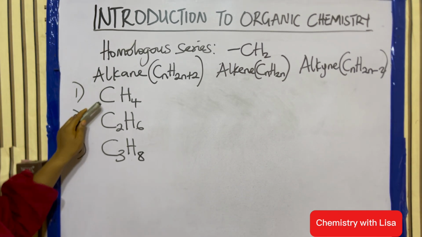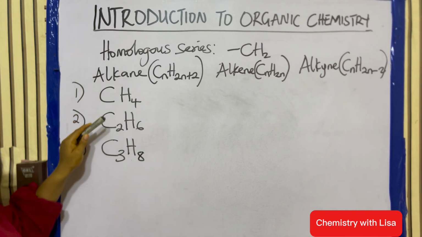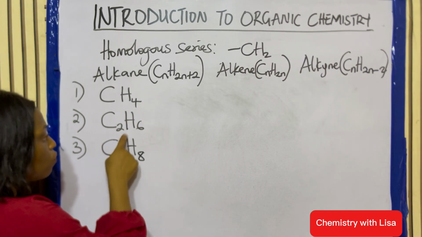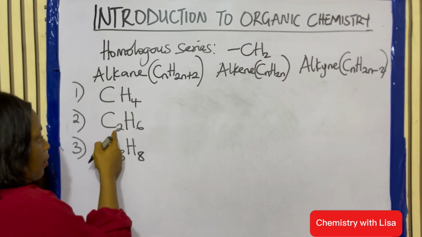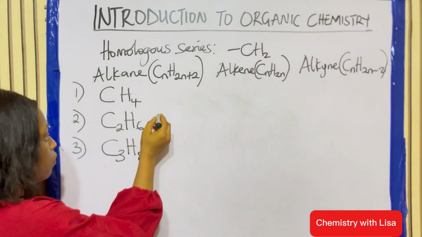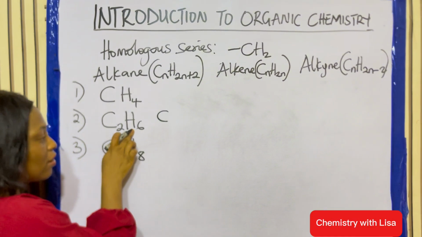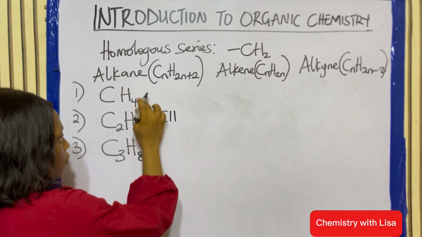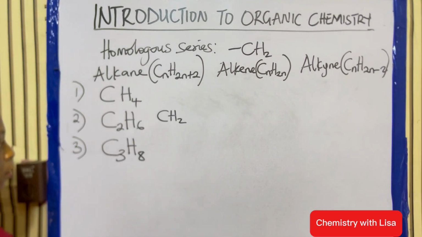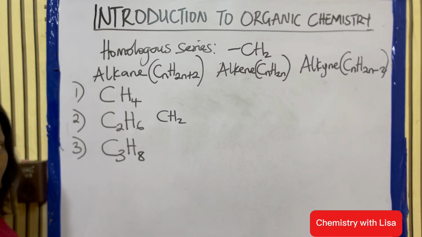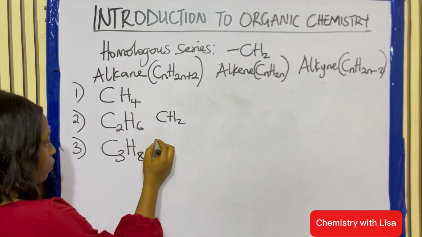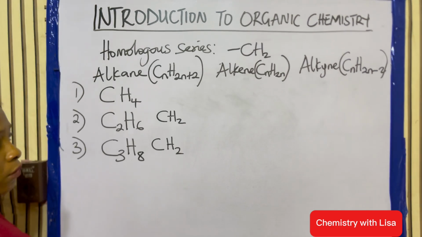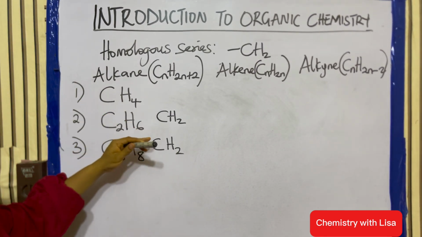So if you look at this now, you will discover that they differ by a CH2. How? This is CH4, this is C2H6. The difference between this and this is that this has an extra carbon atom, so C, then it has 2 extra hydrogen. This is 4, this is 6, so 6 minus 4 gives us 2. The difference between this and this is the same thing. This has an extra, 3 minus 2 gives us 1, and 8 minus 6 gives us 2. So you can see that they differ by a CH2 group.